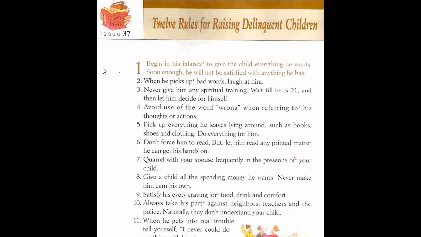One: begin in his infancy to give the child everything he wants. Soon enough, he will not be satisfied with anything he has. Okay, stop. Let's start with only one first. Begin in his infancy to give the child everything he wants. Why will the child become delinquent? Because the parents will give everything.